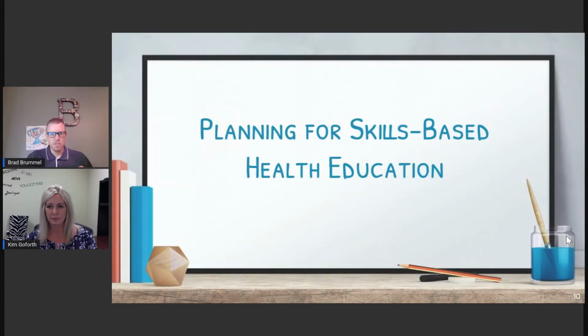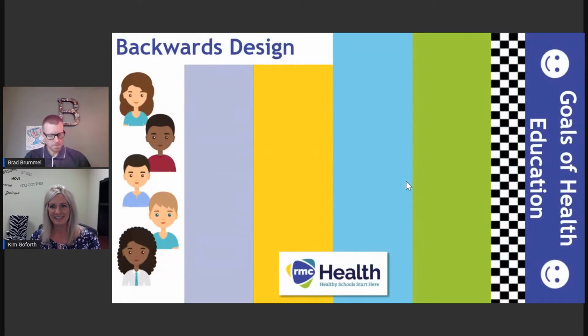So making this shift, it all has to start with our planning. When we talk about going from content-based health education to skills-based, it has to start with our planning. And so we're going to dive deep into that, and we're going to start off by talking about backwards design. Yes, Brad and I share this curricular development nerdiness. I think I can say that for both of us, Brad.